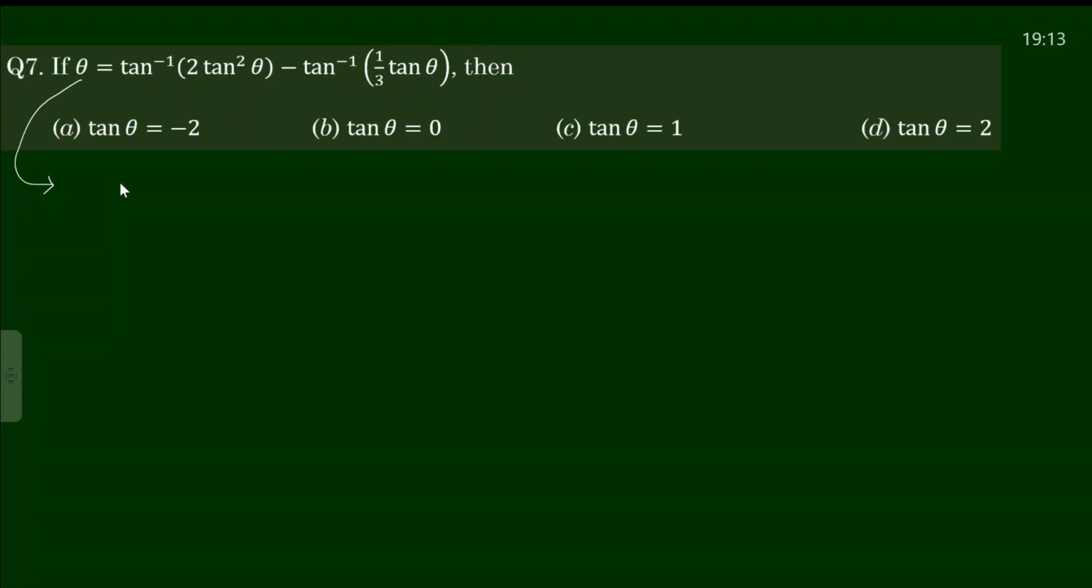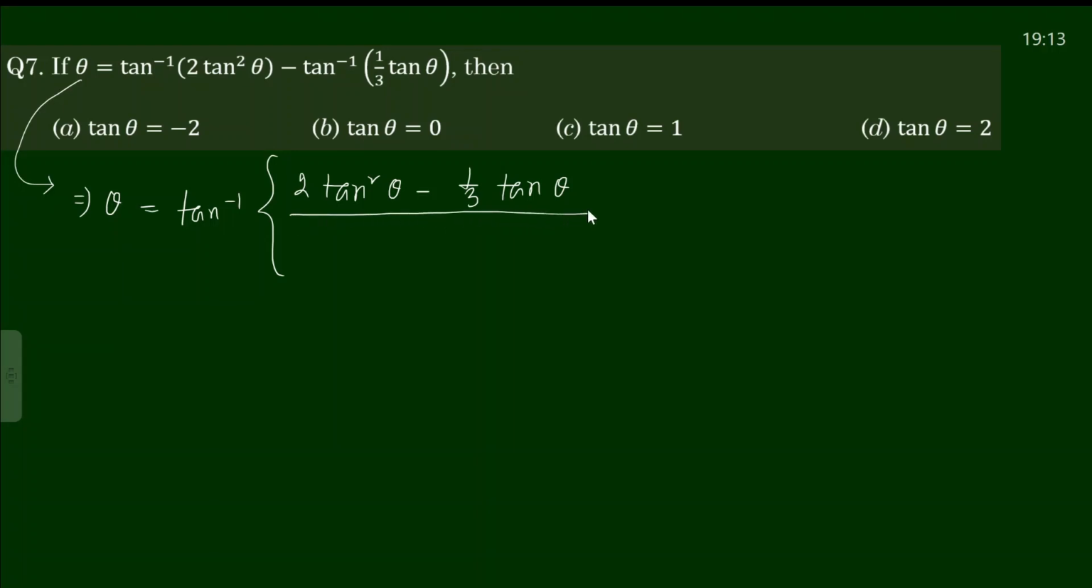It is simply tan theta. It implies theta is equal to, combining these two tan inverse terms, tan inverse of this minus this. So we write 2 tan square theta minus 1/3 of tan theta, whole term divided by 1 plus 2 tan square theta into 1/3 of tan theta. Very simple. The formula is tan inverse of x minus tan inverse of y is equal to tan inverse of x minus y divided by 1 plus xy.